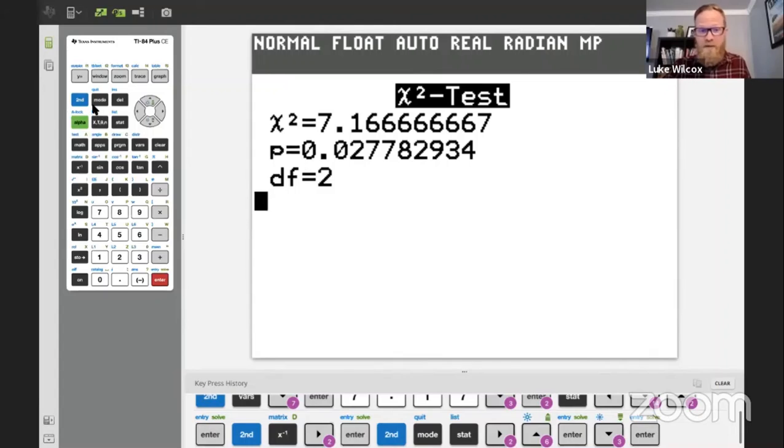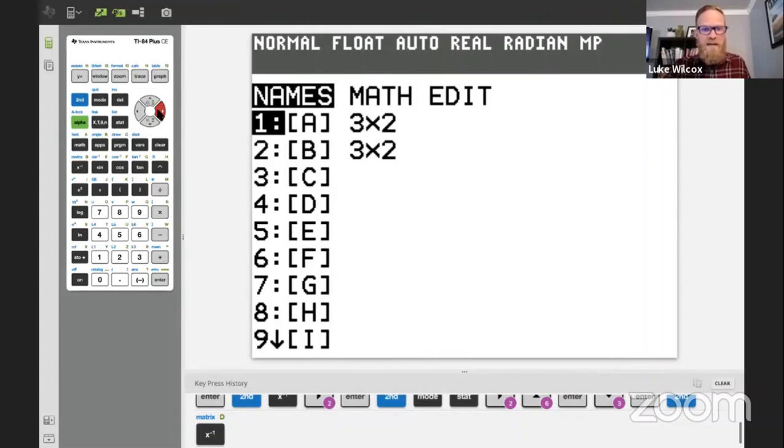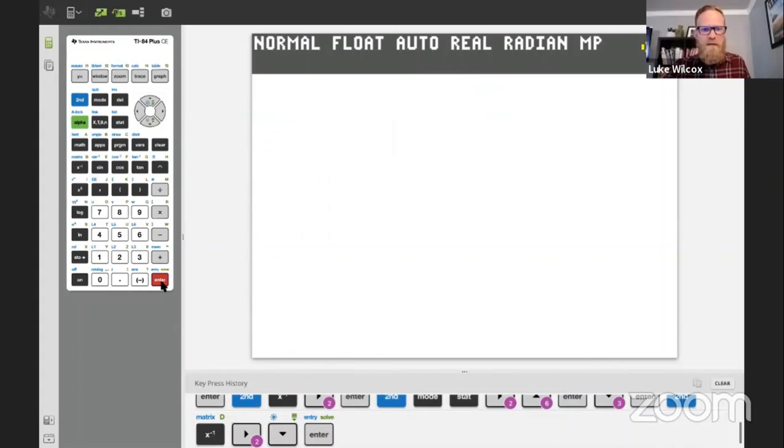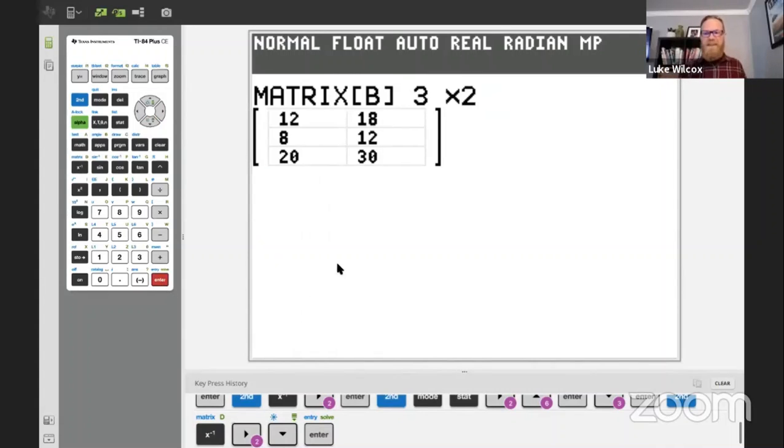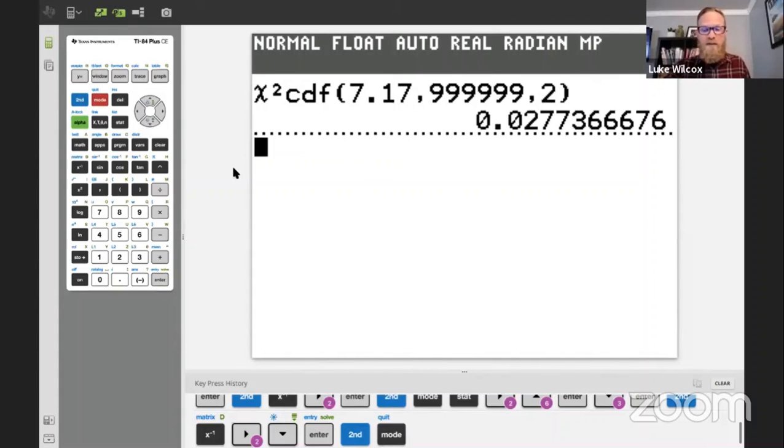And here's the really, really cool part about it. If you go back to those matrices and you go to edit matrix B, you will notice that these are all of your expected counts. And the calculator has actually figured that all out for you. You know, we did all that work to find these values. Turns out the calculator can do those for you. So it's a good way to check your work. So hopefully you're able to use your calculator to check the work that you did on your significance test there.